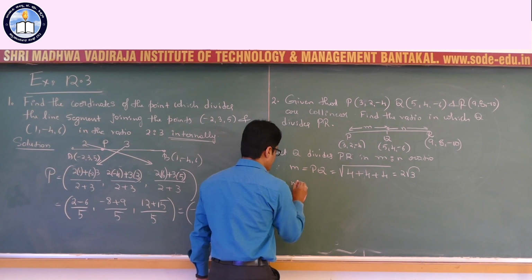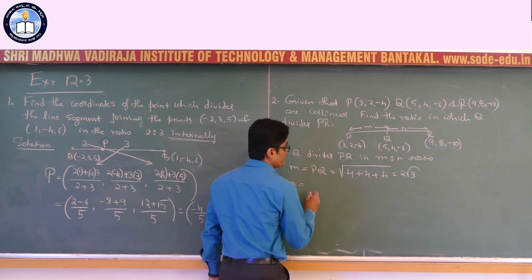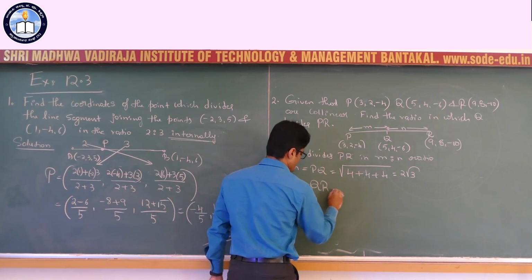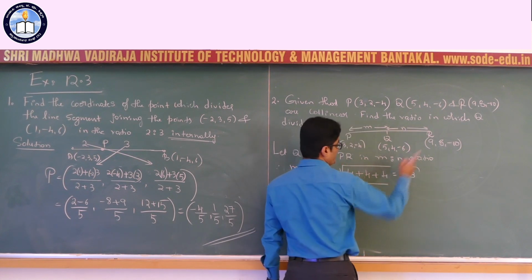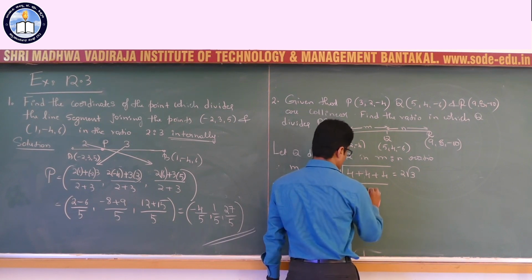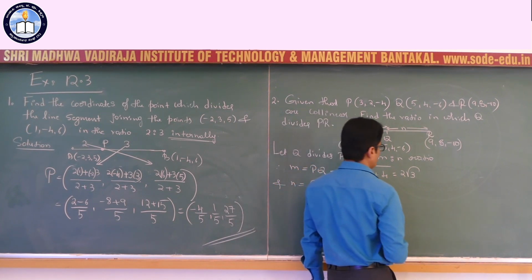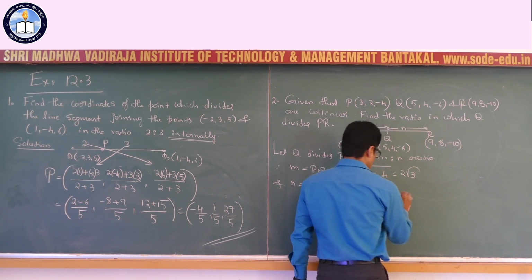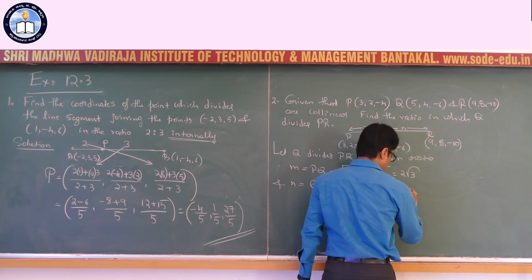Right. And what is n? n is nothing but QR. What is QR? Distance between Q and R. 5 minus 9, 4 squared, 16. 4 minus 8, again 4 squared, 16. Minus 6 plus 10, again 4 squared, 16. So 3 times 16, that is 4 root 3.